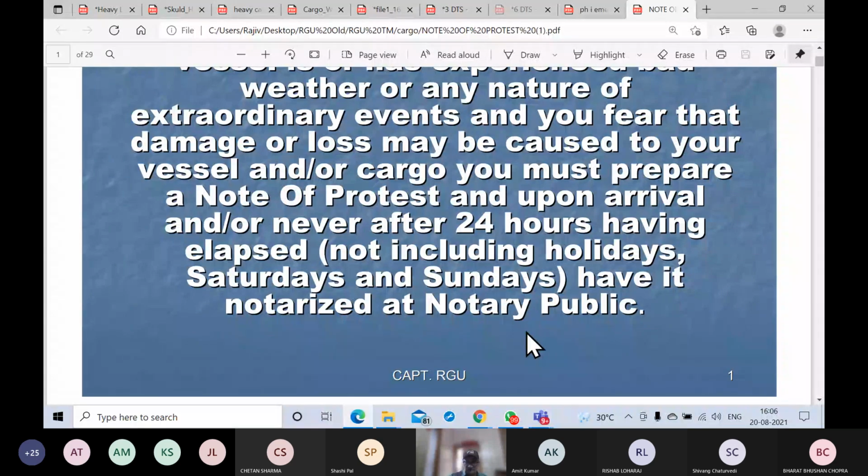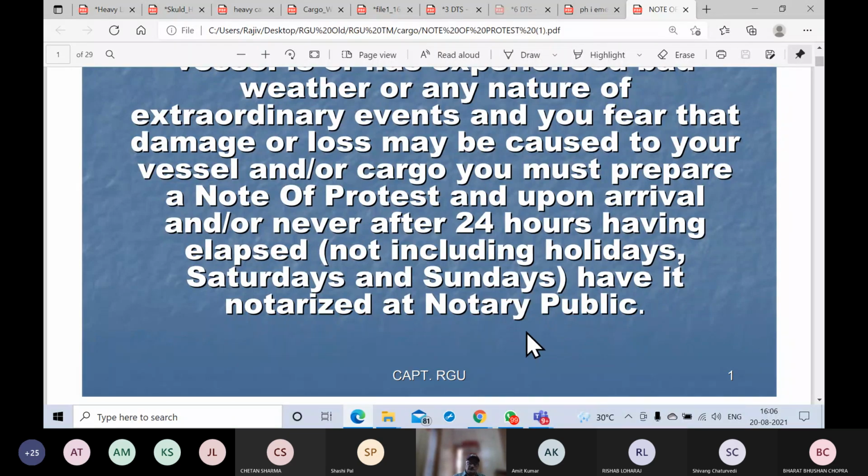Matlab, it is submitted with evidence, with all the paraphernalia, with all the witness records, etc. Whatever proofs you can give to show that you experienced bad weather in the voyage, everything you collect and submit to the notary public for getting it notarized. That is a note of protest.